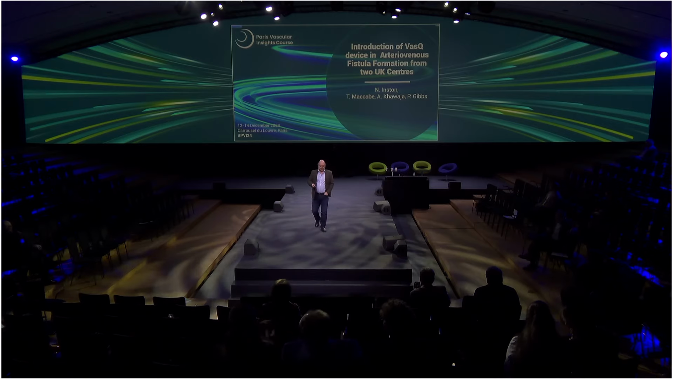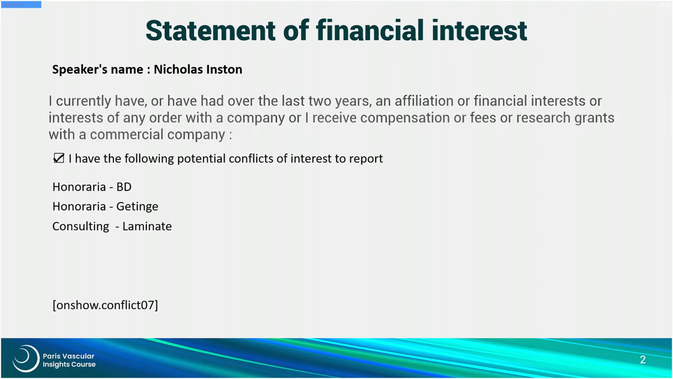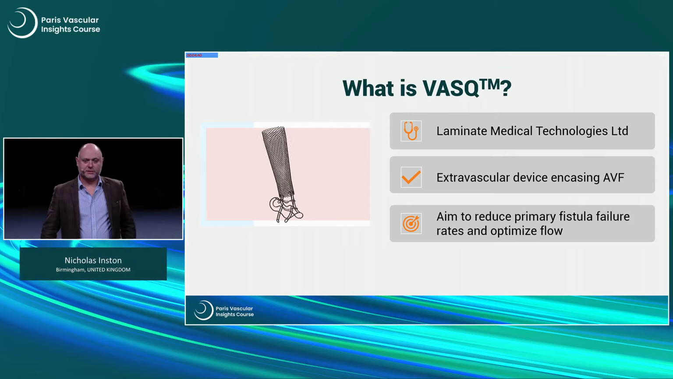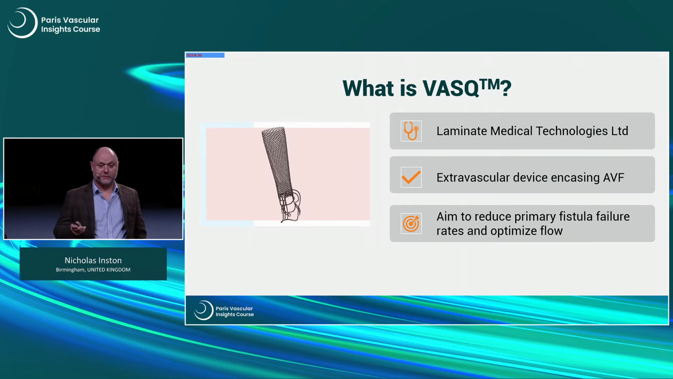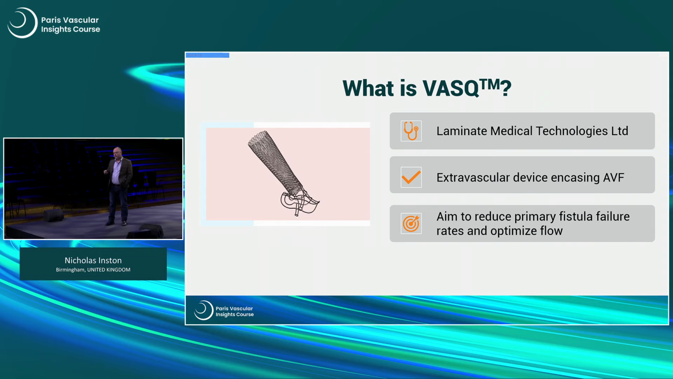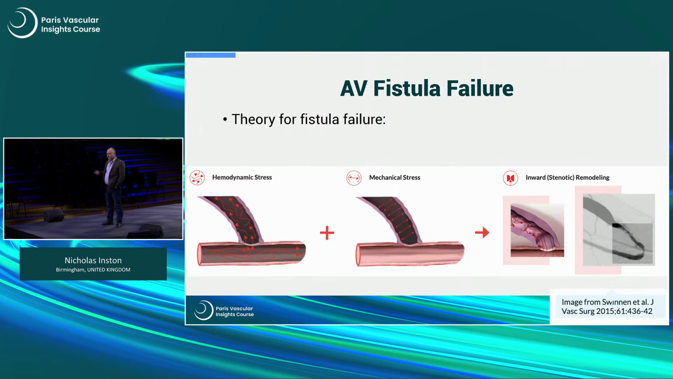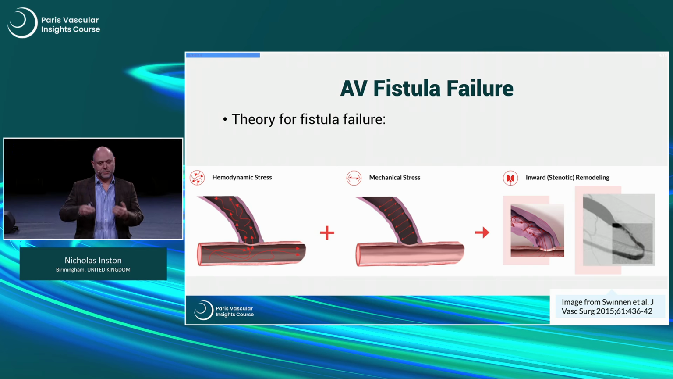Thank you. I'd just like to go through this study on the VasQ device, and those are my declarations. So what is the VasQ device? Well, this is an external scaffold which is placed at the time of surgery when we create a fistula, and this encases the fistula. Why do we do that? Because the principle of AV fistula maturation is that we want outward remodeling rather than inward remodeling in stenosis, and failure to mature is very common in fistulas. The likely pathophysiology is due to hemodynamic stresses and mechanical stresses together resulting in this.